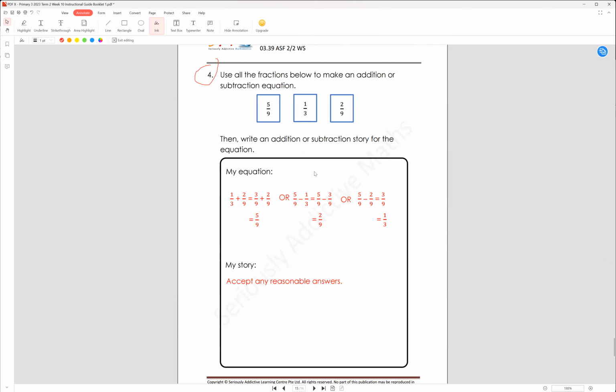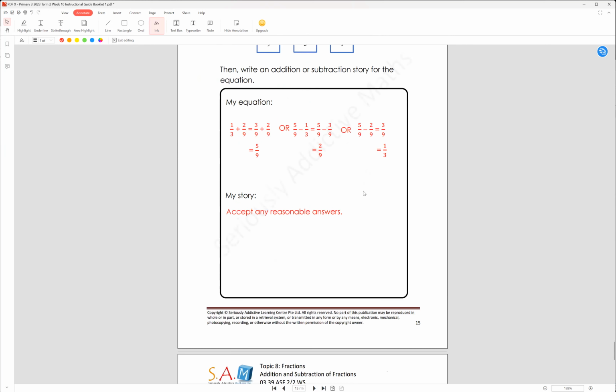Use all fractions to make an addition or subtraction equation. So it's up to them. Students may have different answers, but the trick to doing this is, look at this. This is 5 out of 9, 1 out of 3, 2 out of 9. So convert this fraction into something out of 9 first, in which case it will be 3 times 3, 9, 3 times 1, 3. Then from there, they can do a fraction, either addition or subtraction.